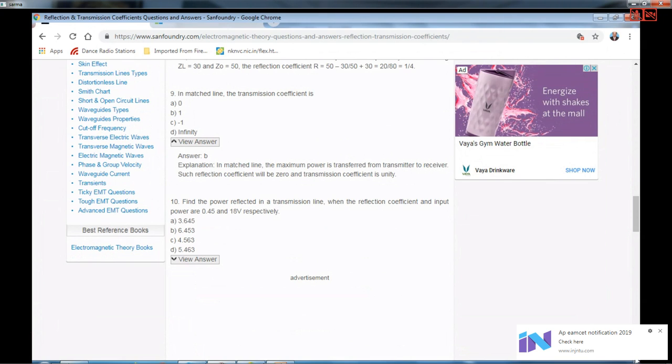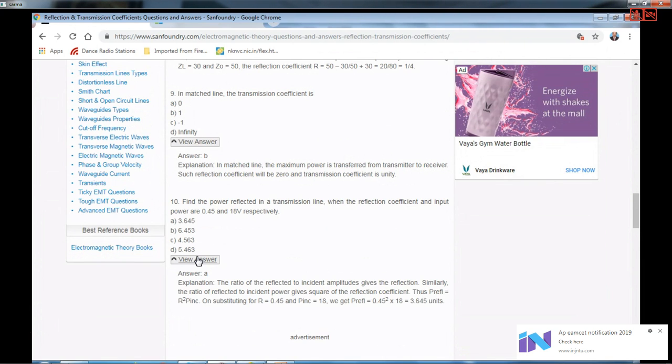Number 10, find the power reflected in a transmission line. The reflection coefficient and input power are 0.45 and 18 volts. Input voltage must be 18 volts and the reflection coefficient must be 0.45. So 0.45 is equal to x by 18. So x is equal to the same. In terms of power we are talking about directly, so it is 18 watts. So it is the square of these things that we are going to have, and the reflected power we are going to calculate from this. So that is 3.645 watts it should be.